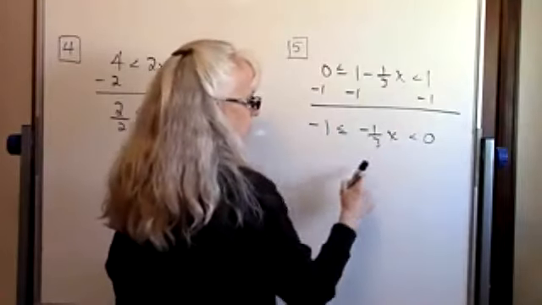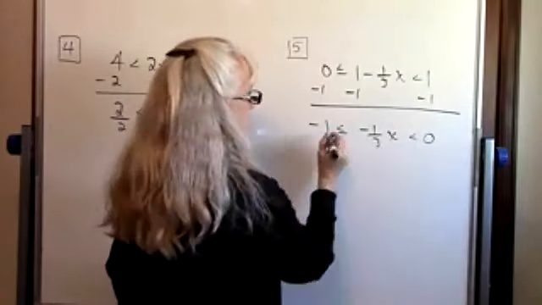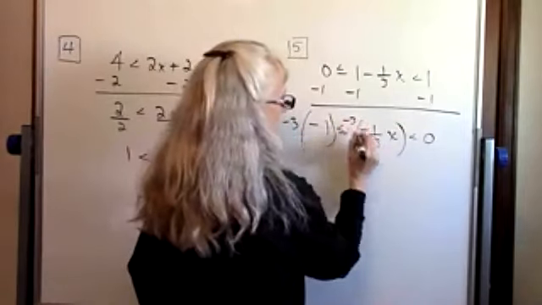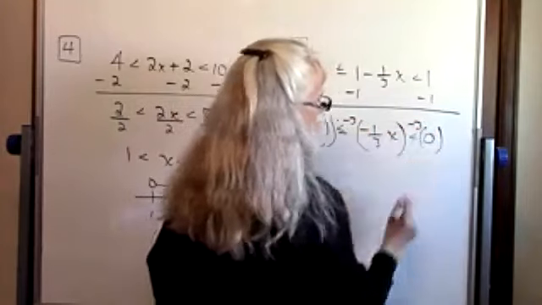Now what we're going to do is multiply everything by -3 to clear that fraction in the middle. So we're going to take this and multiply it by -3. We're going to take the middle and multiply it by -3. And finally, we're going to take 0 and multiply it by -3.